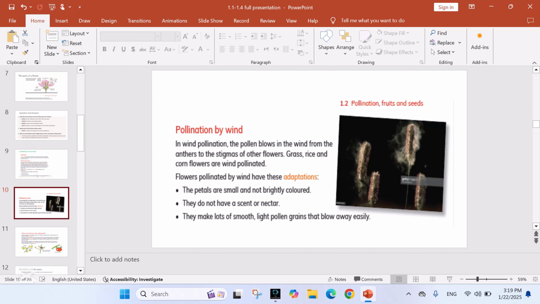Flowers pollinated by wind have these adaptations. The petals are small and not brightly colored. They do not have a scent or nectar. They make lots of smooth, light pollen grains that blow away easily.